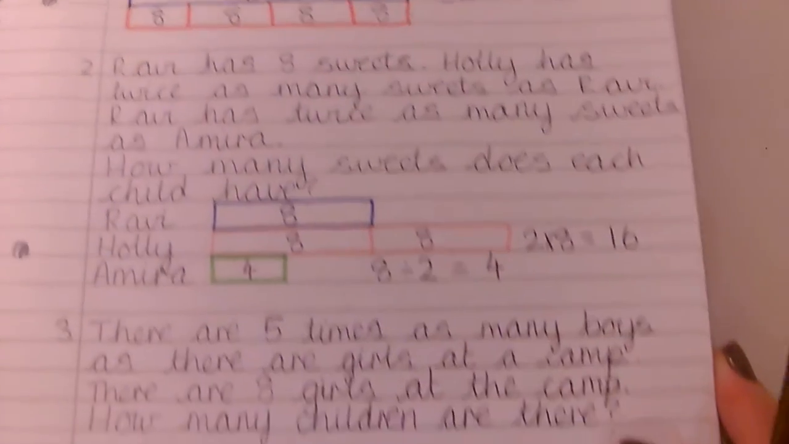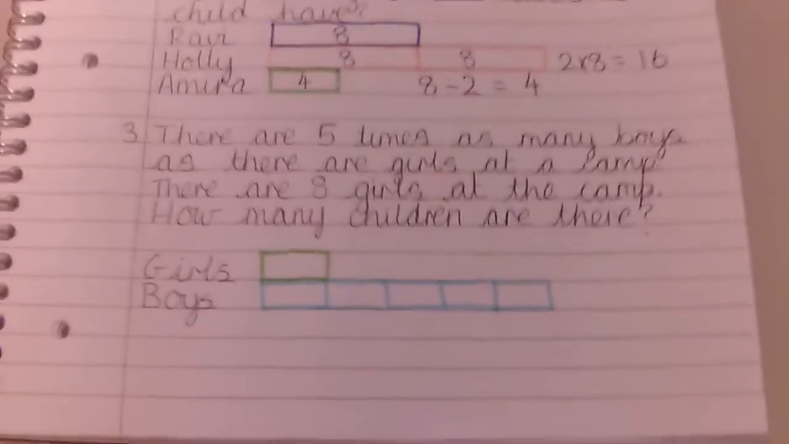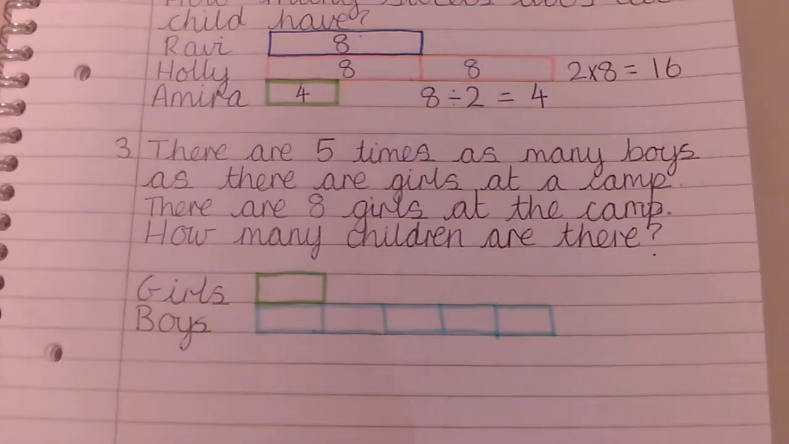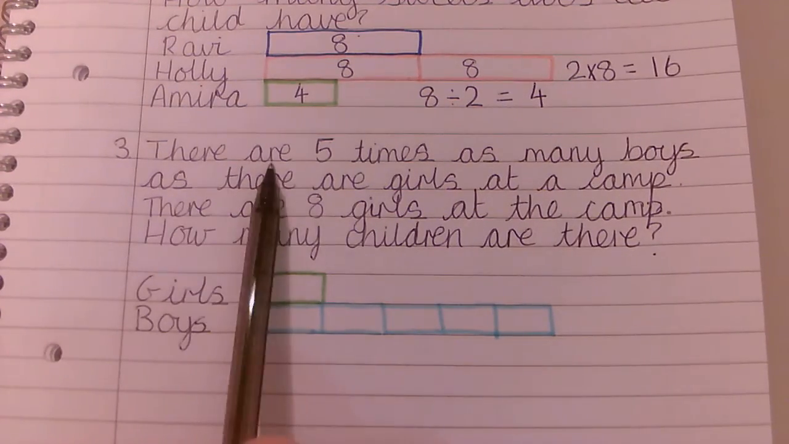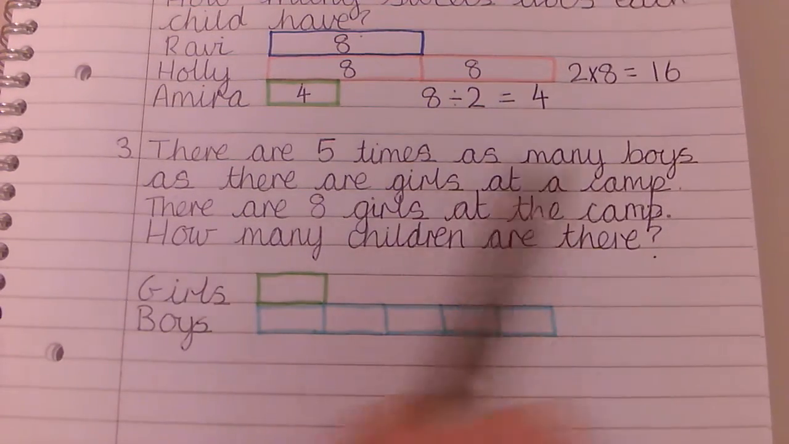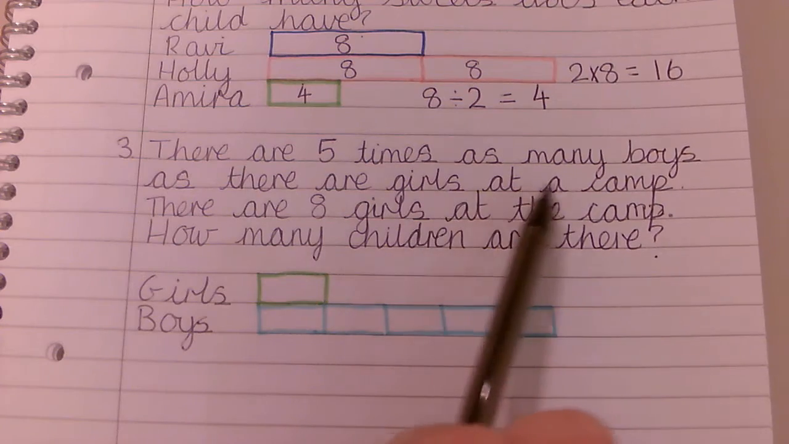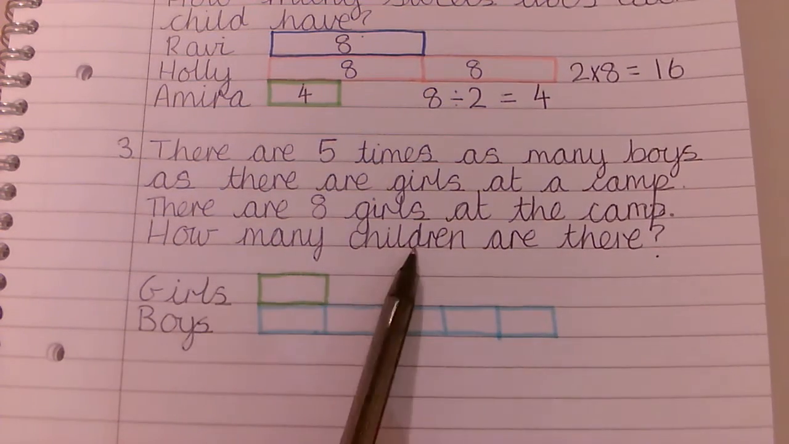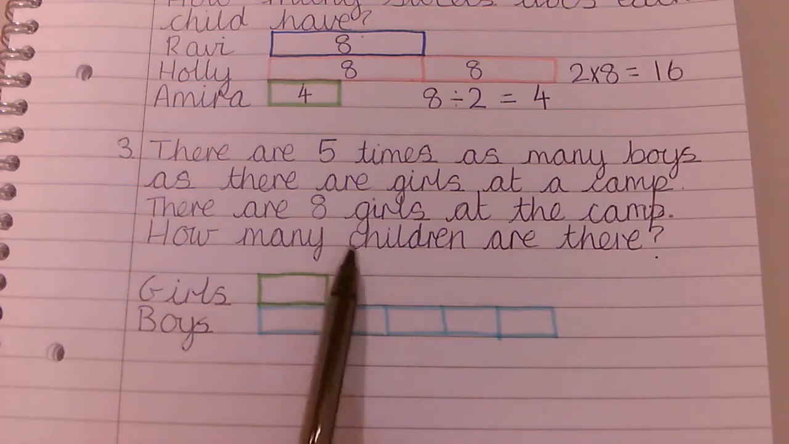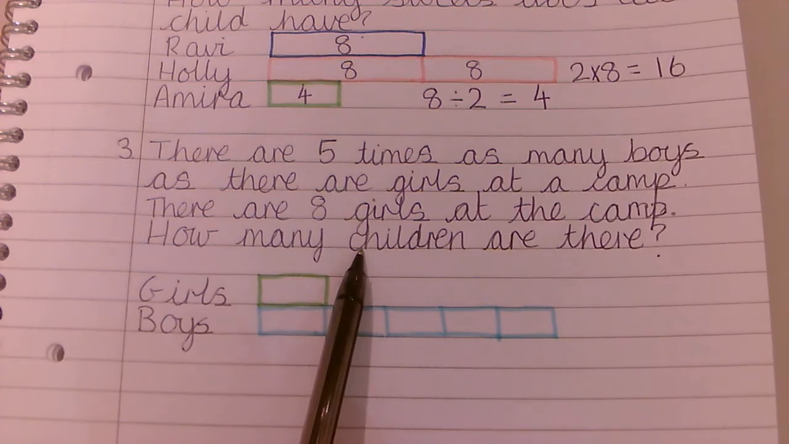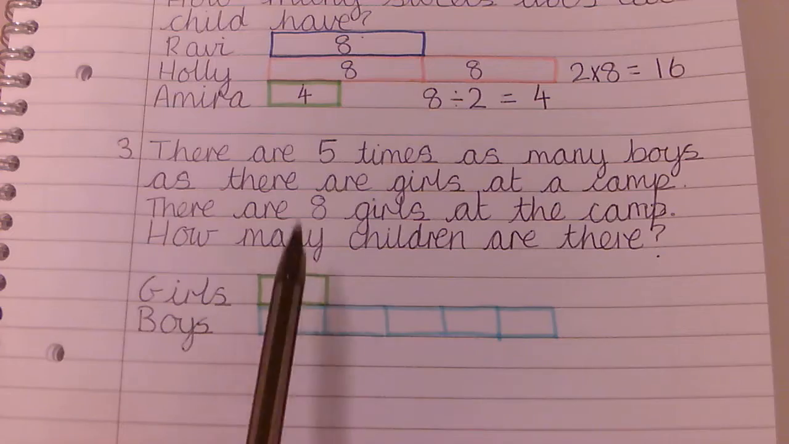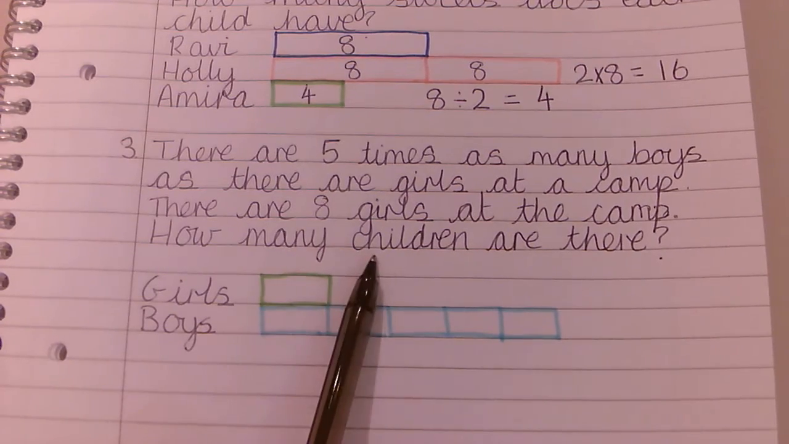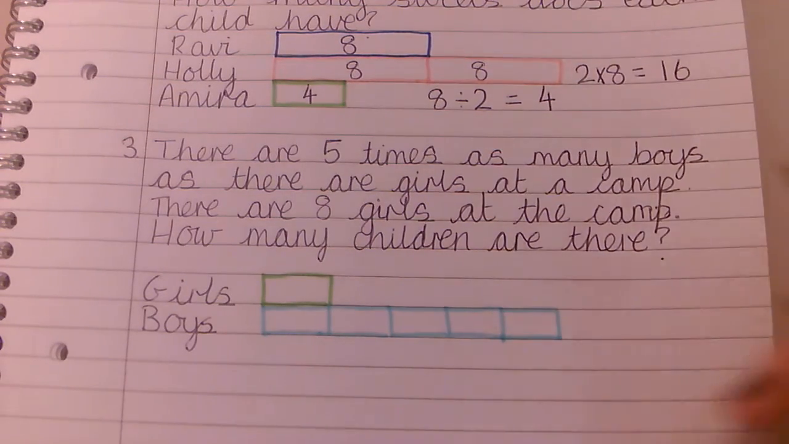Super. Now the last question we're going to do today is number 3. There are 5 times as many boys as there are girls at a camp. There are 8 girls at the camp. How many children are there? Okay, that's a very tricky word there, because the trick is, it's not asking how many boys, it's asking how many children. So that's going to be the boys and girls together.